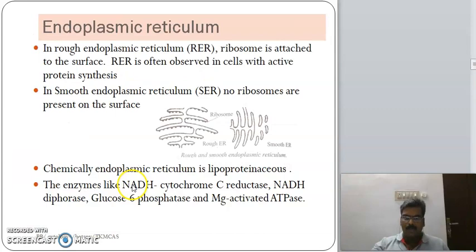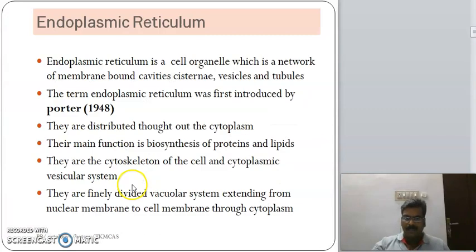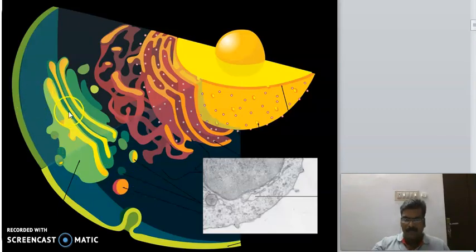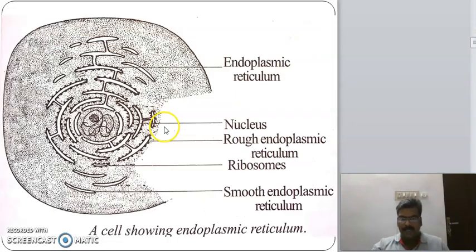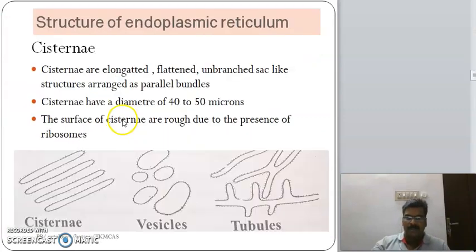Let's go back to the previous image. This is how cisternae are observed. They are grouped as bundles, one above the other, and they have a diameter between 40 and 50 microns. These cisternae are rough due to the presence of ribosomes in the case of rough endoplasmic reticulum, but otherwise they are smooth in the case of smooth endoplasmic reticulum.